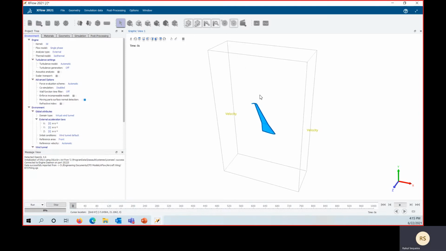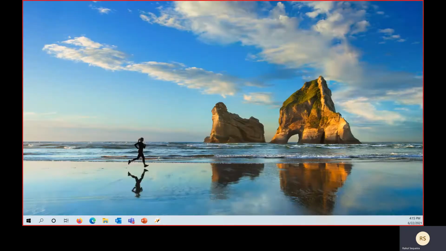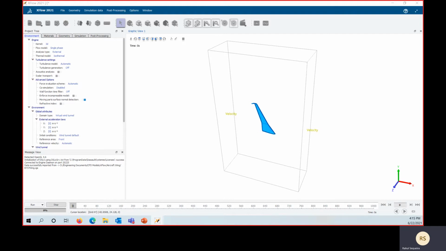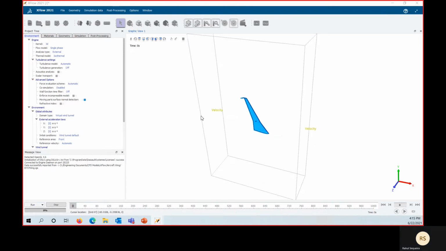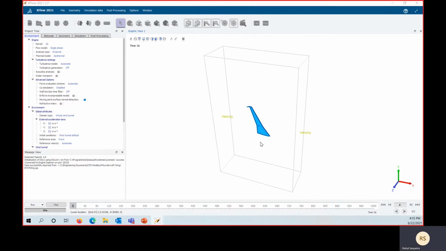I've already imported a geometry of a CATIA part of an aircraft wing. And I will now be showing how XFlow can be used to manipulate the position of the aircraft wing along with the wind tunnel. So the first option you will be receiving is how you solve that kernel, whether you want to use 3D analysis to solve the whole domain, or you want to take a section of that domain and solve a 2D flow of it. For this case, I'd like to take the 3D analysis of it.